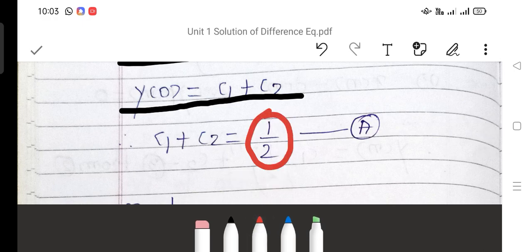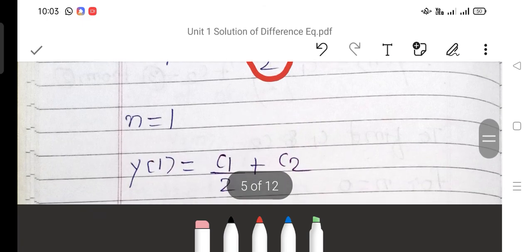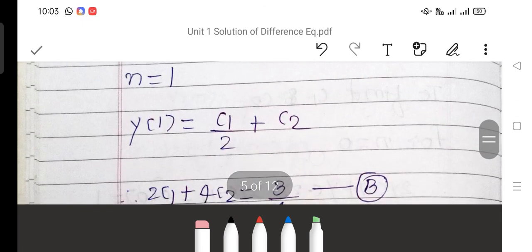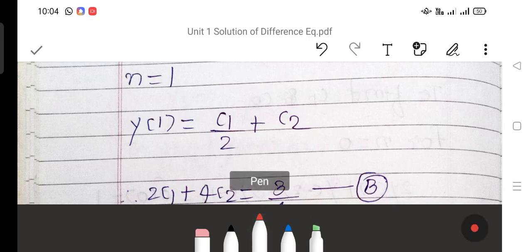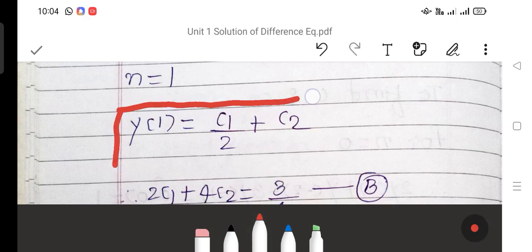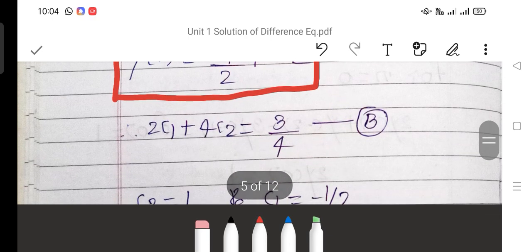Similarly, we put n equals 1 in 3. So we get y of 1 equals c1 by 2 plus c2. Correct? Now what is the value of y of 1? That is 3 by 4. So we get 2c1 plus 4c2 equals 3 by 4.